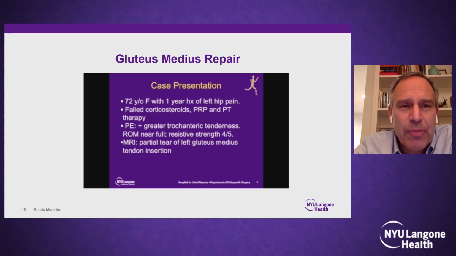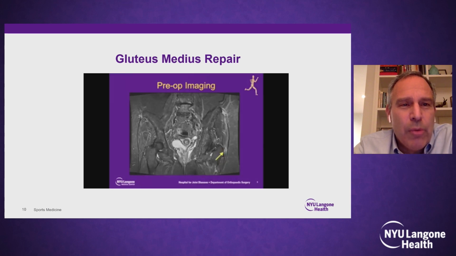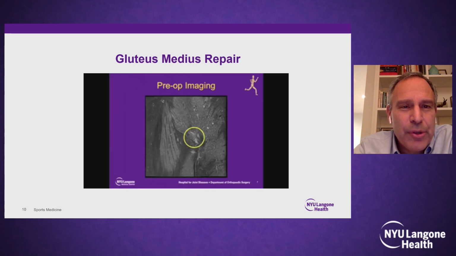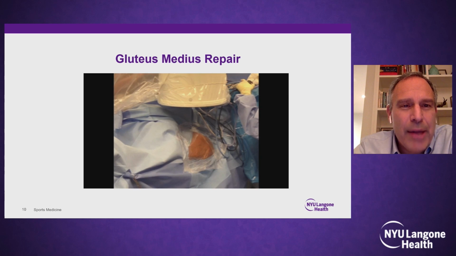I typically won't use a shaver really at all. Everything's done pretty much radio frequency because you don't want to get into a bloodbath either. So here's a quick case, 72-year-old failed conservative treatment. In fact, more and more of my peritrochanteric cases are in the older age category. Most are attritional tears, although some are traumatic.